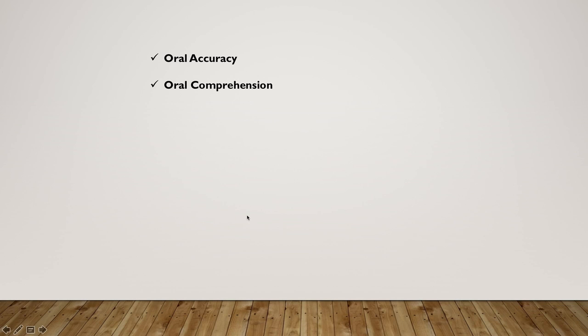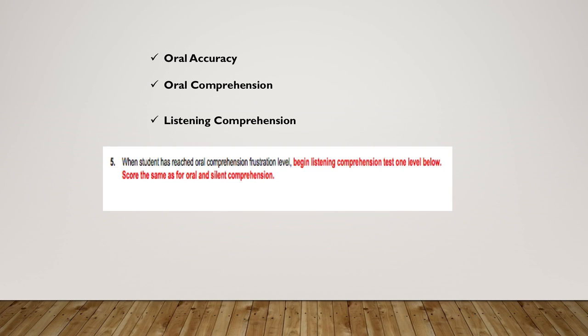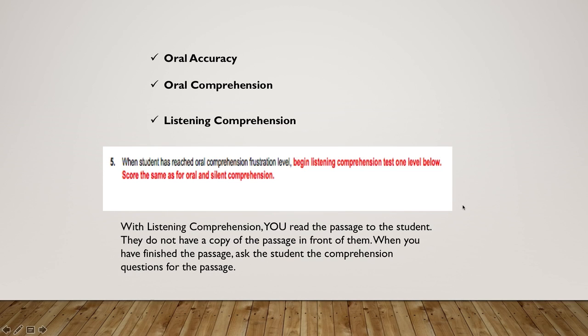We still have another one to do, and that is listening comprehension, and it's actually a very easy assessment to give. When you have reached frustration on oral comprehension, you're going to start listening comprehension one level below that frustration, and you're going to score it the exact same way. However, with listening comprehension, the student doesn't do any reading. You read the passage to the student. They don't have a copy of it in front of them, and when you finish the passage, you ask the students the comprehension questions from the passage.